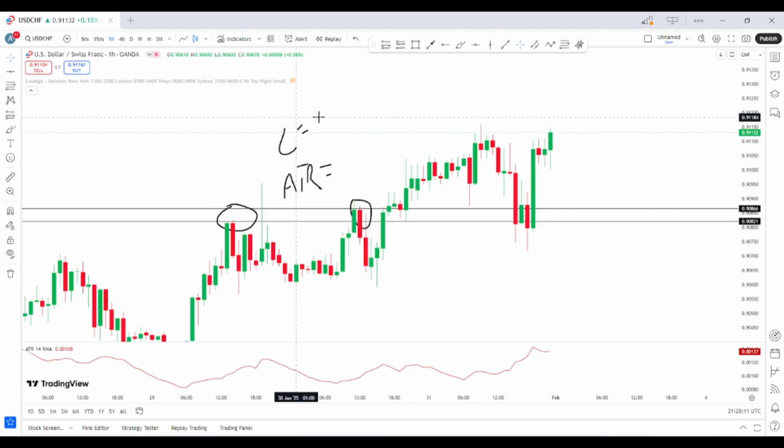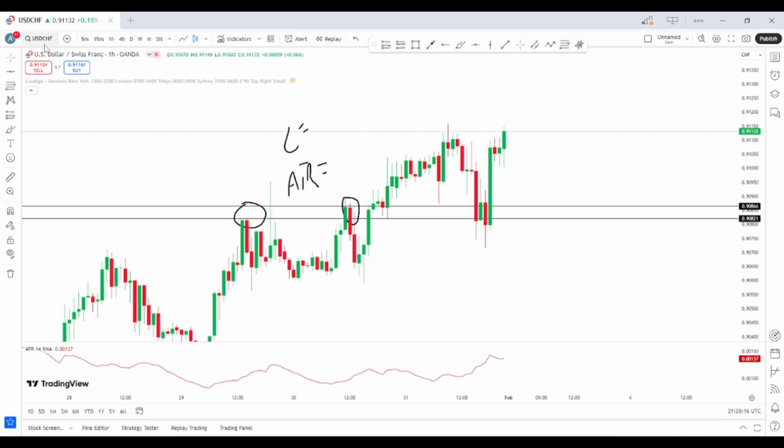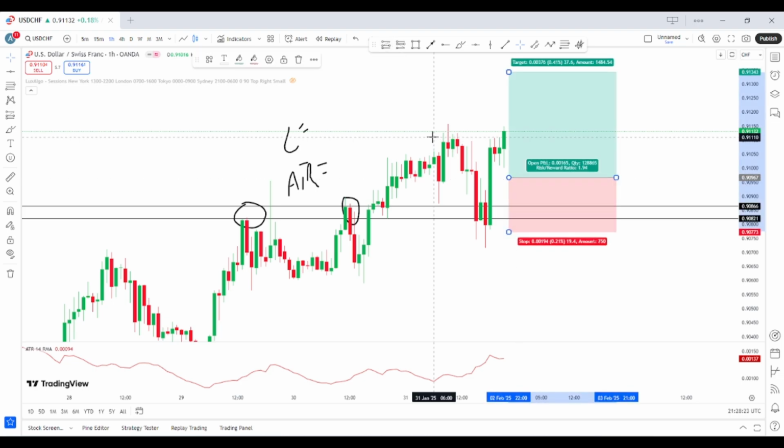So now we are expecting price to push from here to the upside on the dollar Swiss franc, USD/CHF. So we are trying to take a buy trade right here. Where are we going to put our stop loss so that we won't be taken out of the trade?